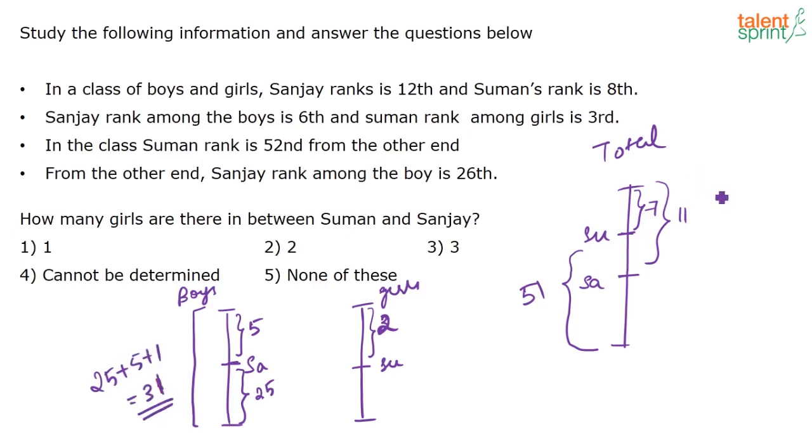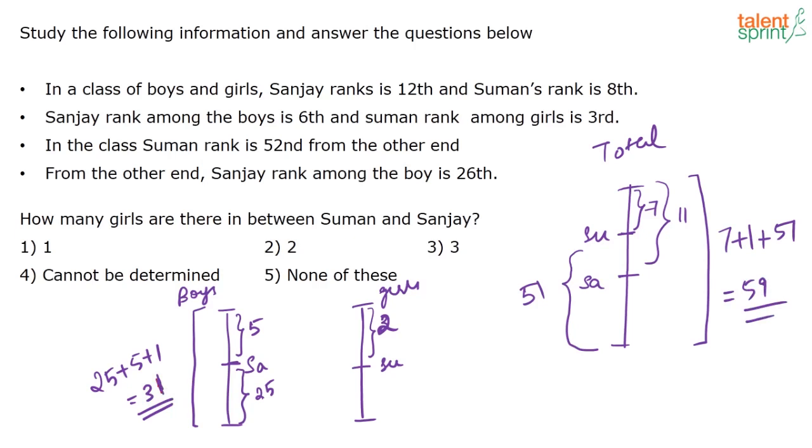Now, how many total students can be here? That also you can find from this diagram. If you take Suman, before Suman there are 7 students, then you have Suman, and after Suman you have 51 students. Totally you have 7 plus 1 plus 51, or 59 students. These are the informations that you can get from the diagram.